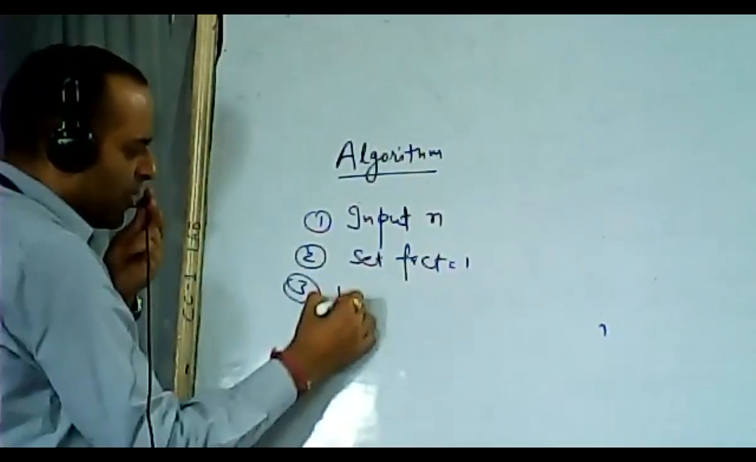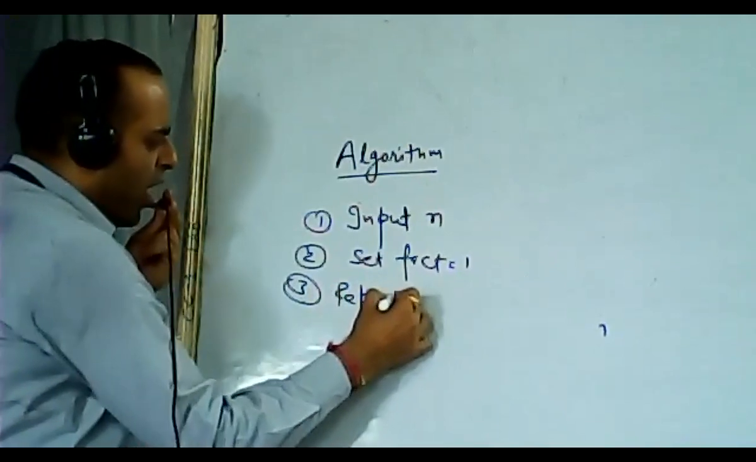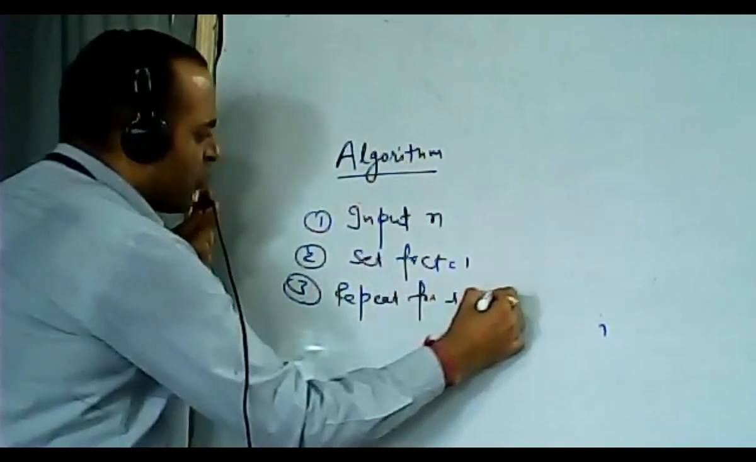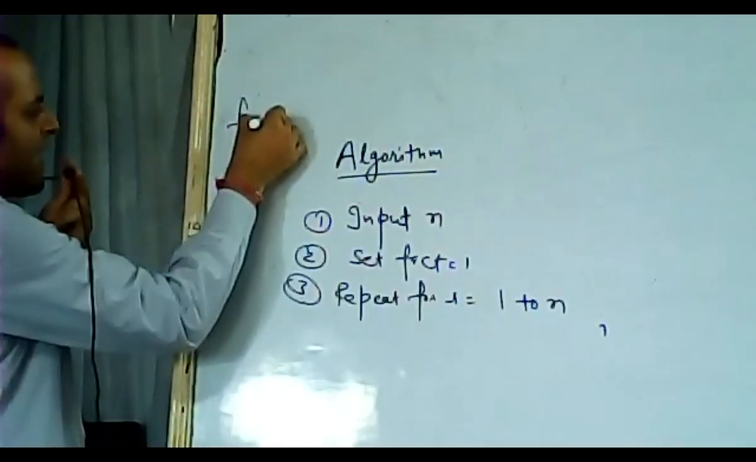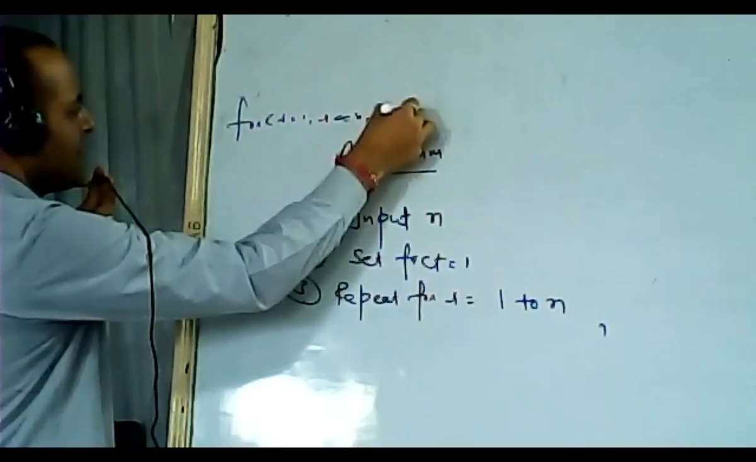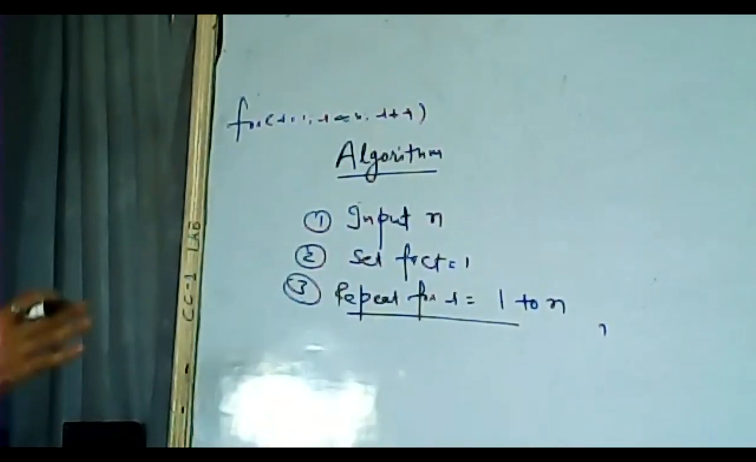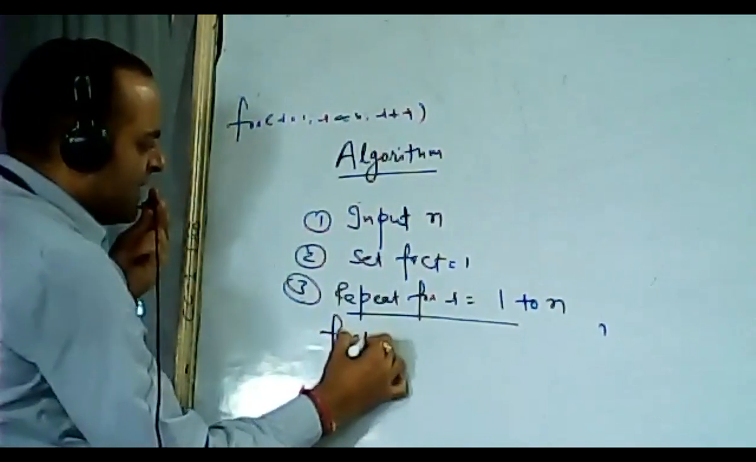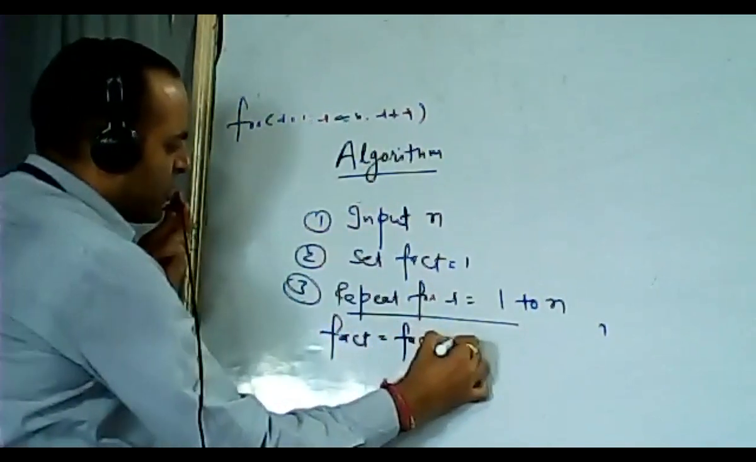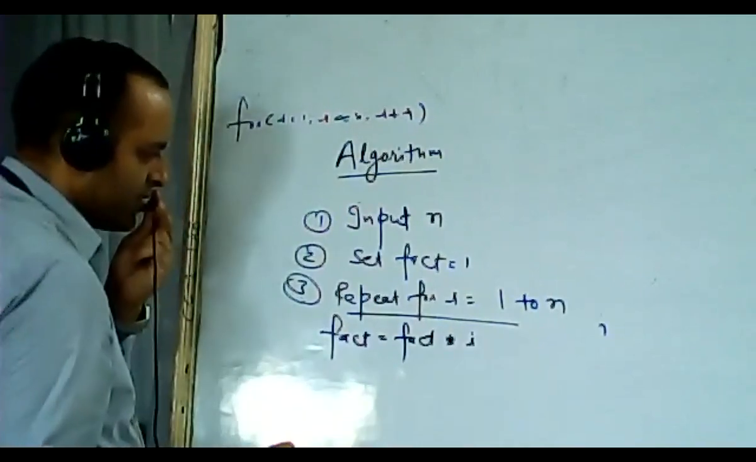Third step, we will put a loop. Repeat for I is equal to 1 to n. In a program, how did you write it? For I is equal to 1, I less than or equal to n, I plus plus. In algorithm it is very easy: repeat for I is equal to 1 to n. No condition, no increment, everything is included in it. Now, fact is equal to fact into I. I hope you remember the logic.